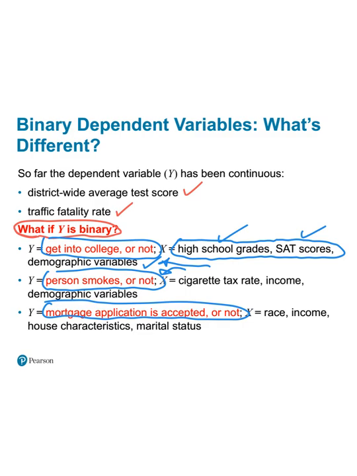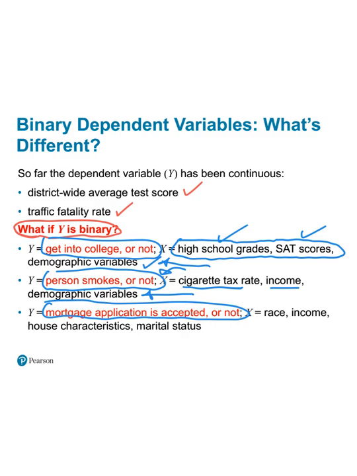Now, this might depend on cigarette taxes. This might depend on income. This might depend, again, on binary demographic variables. So again, our right-hand side variables are both binary and continuous, but now our dependent variable, whether or not you smoke, is binary.